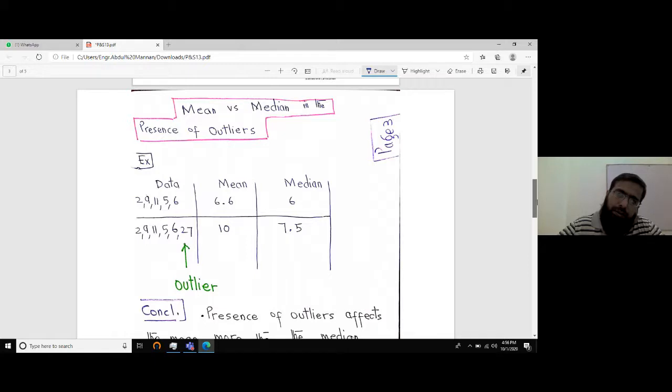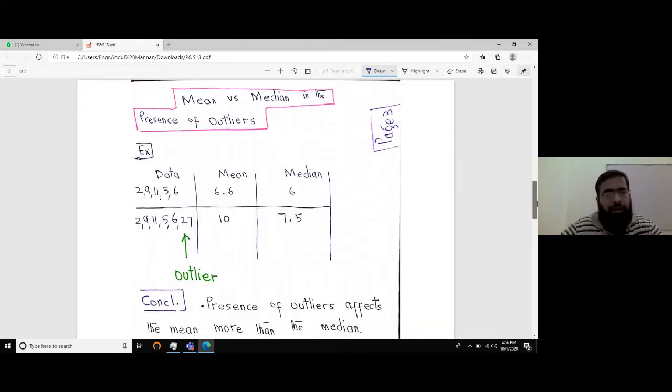Mean versus median in the presence of outliers. Let's see which of the two measures, mean and median, is good in the presence of outliers. We studied in chapter number 1 that an outlier is a number that is very far away from the rest of the data. We have the data set that we used in example number 1 and the data set that we used in example number 2. In this second data set, the number 27 is an outlier because it is very far away.